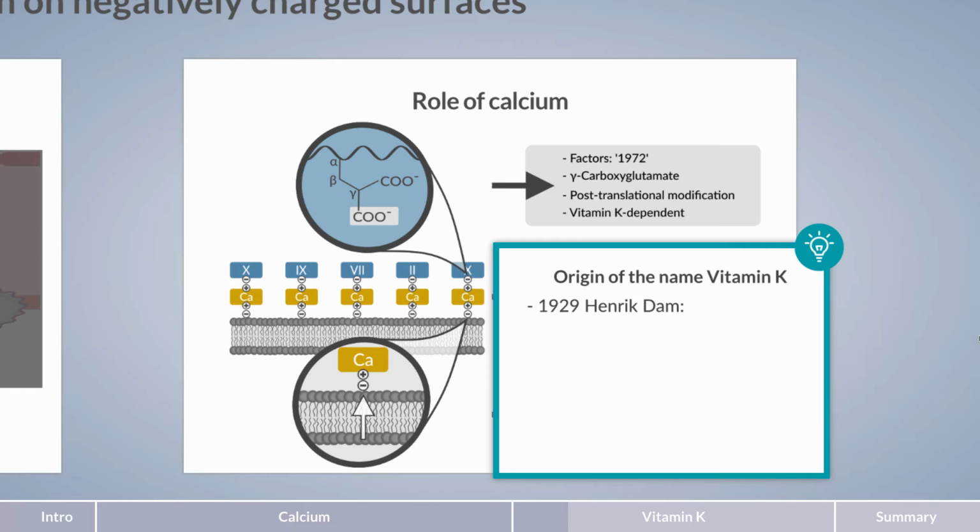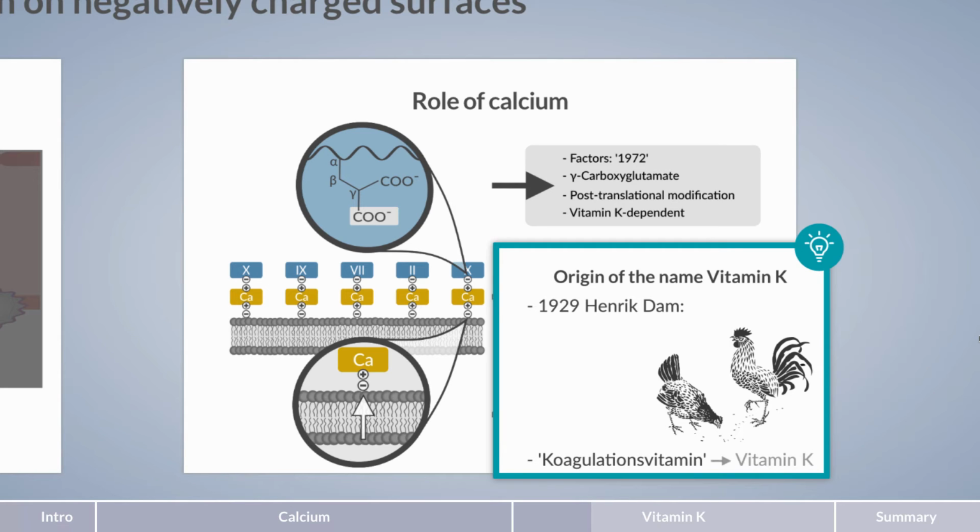In 1929, the Danish scientist Henrik Dam fed chickens on a vitamin K-free diet. The chickens subsequently developed bleeding. The results were published in a German journal, and the substance was named Koagulationsvitamin, or vitamin K. In 1943, Henrik Dam received the Nobel Prize in Medicine for his discovery.